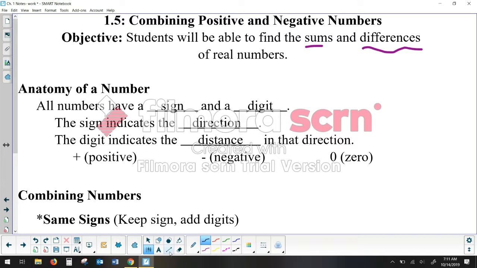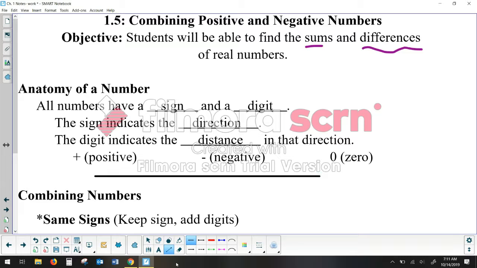So what that really means is when we have our number line, we always start at our 0. From there, we can go to the right. When we're going to the right, the sign in front of our digit is positive. We're looking for that positive sign when you go to the right. And the digit, that number, will tell us the distance. So if it's a positive 5, you're going 5 away from 0.